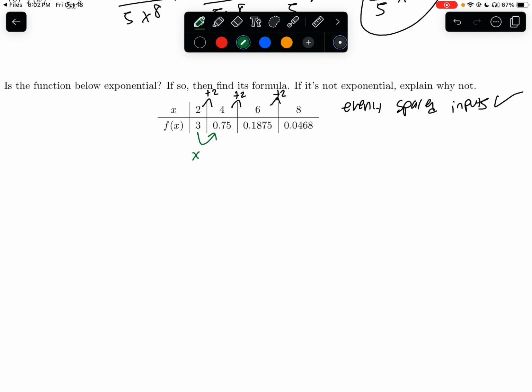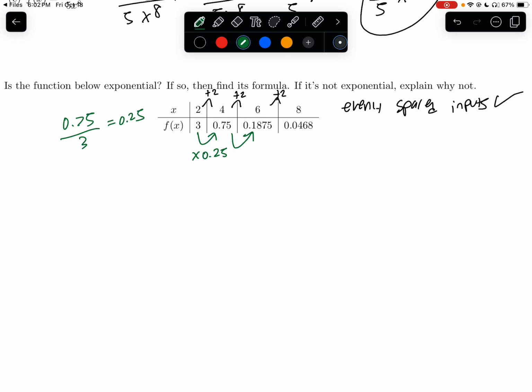So how do I determine what these numbers are? I can divide them. So 0.75 divided by 3 is 0.25. And so I need to multiply 3 by 0.25, or equivalently divide by 4, but we want multiplication here to go to that number. And then I can do this again.